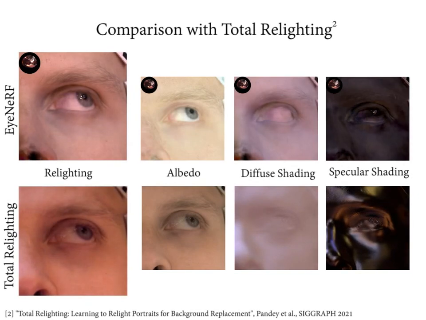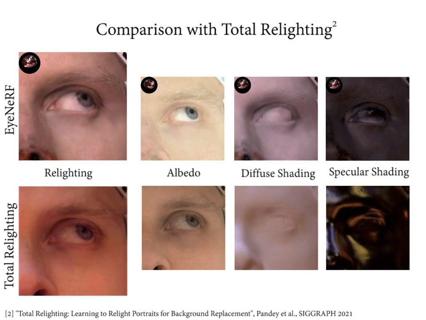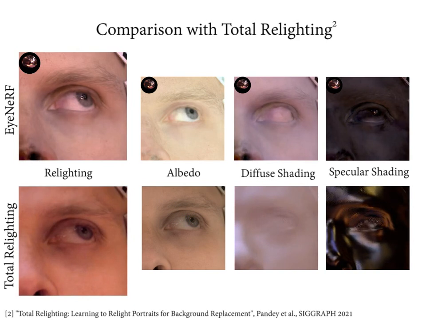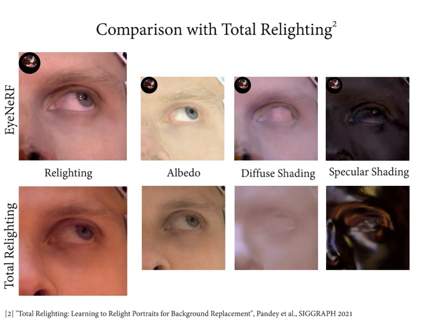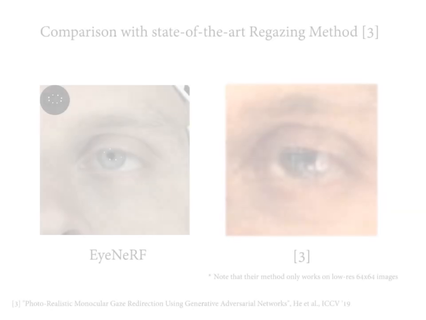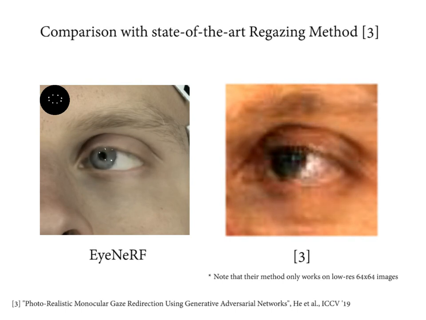We show a comparison against Total Relighting, the state-of-the-art portrait relighting technique trained on a vast amount of high-quality light stage data. Our method generates much higher-quality relighting since it models the reflections off the eyes. Note that our method estimates the underlying high-frequency reflectance of the skin, while they simply render their specular shading using a fixed Phong exponent. We also show a comparison of our method with a state-of-the-art image-based regazing technique.